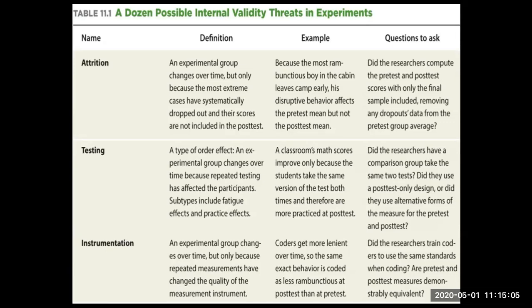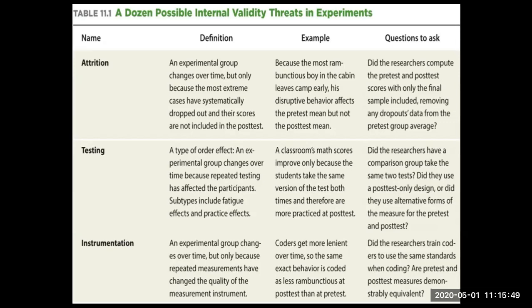Testing effect, again, is a sort of type of order effect. An experimental group may change over time because repeated testing has affected the participants in a way that makes the scores increase, like practice effects, carryover effects, or in a way that may make the scores decrease, like fatigue effects, getting tired and taking longer and longer to do something on subsequent attempts. So, looking at this example, a classroom's math scores improve because the students take the same version of the test both times, and therefore they're more practiced at the post-test, even if they didn't have specific instruction on it. So we asked the question, did researchers have a comparison group that took the same two tests?